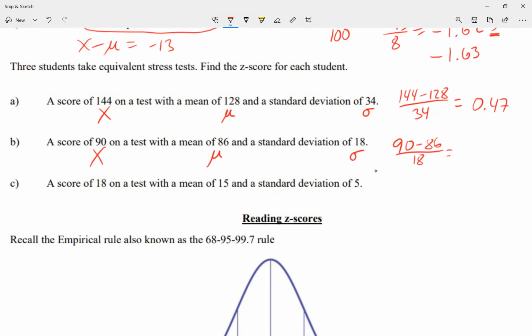Not bad. The last example here, a score of 18 on a test where the mean is 15 and my standard deviation is 5. So I'm going to go 18 minus 15 divided by 5. And that gives me 0.6. Okay. Z-scores are not that hard to solve, not that hard to work with. So x minus mu divided by sigma.